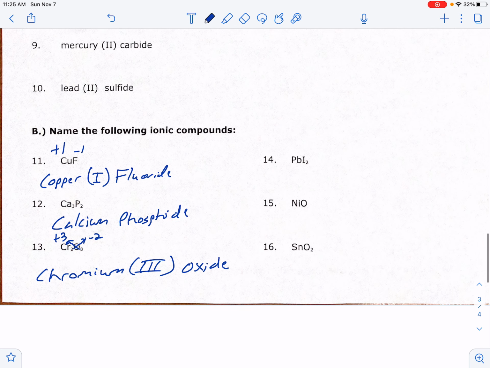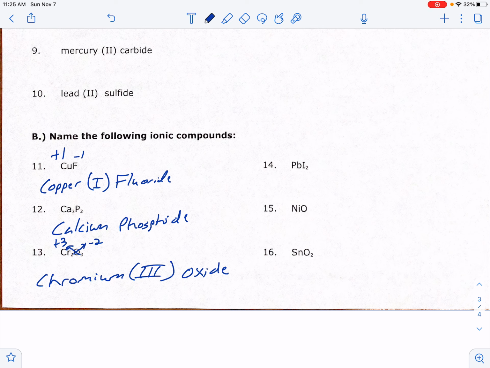Okay, so hopefully that clarified things as far as transition metals and using Roman numerals, and when to use and not use Roman numerals. And then the next video will be going over how to use polyatomics and the naming that goes along with those.